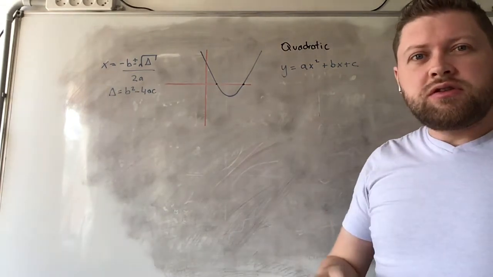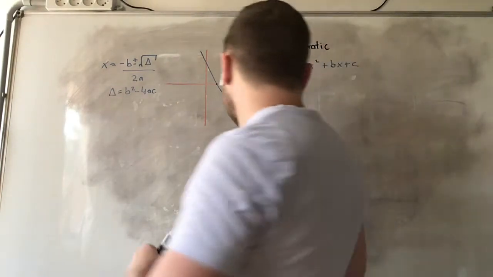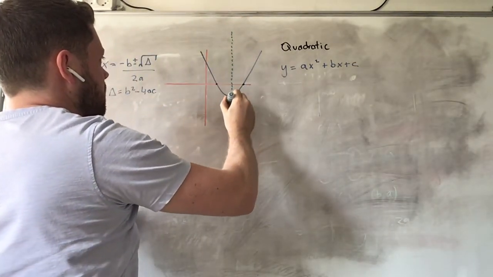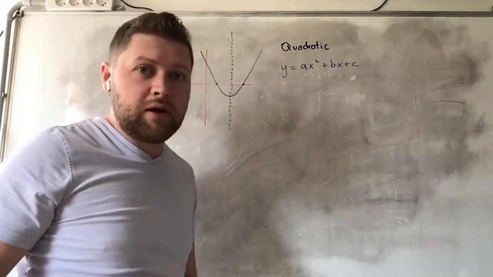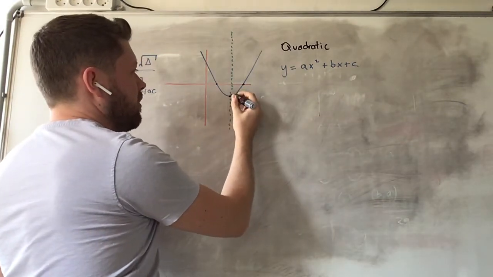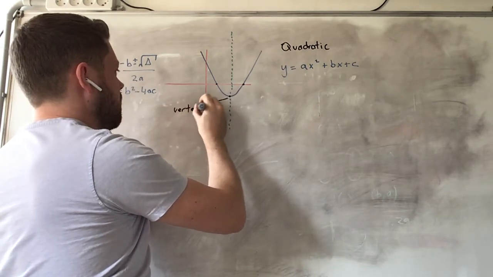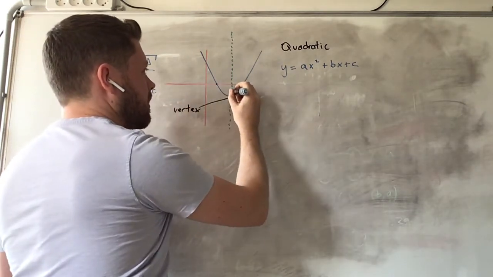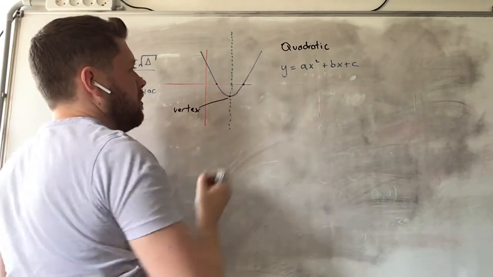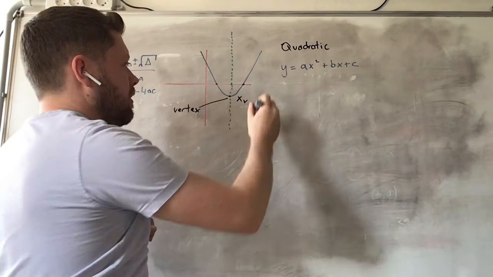The question I'm going to tackle today in this video is this. Let's say you were asked to find the line of symmetry of this parabola. In fact, let's say you were asked to find this point here at the very bottom. That point there is called the vertex, the vertex of the parabola. And the line of symmetry falls on the x-coordinate of that vertex. So let's call the x-coordinate of the vertex xv.